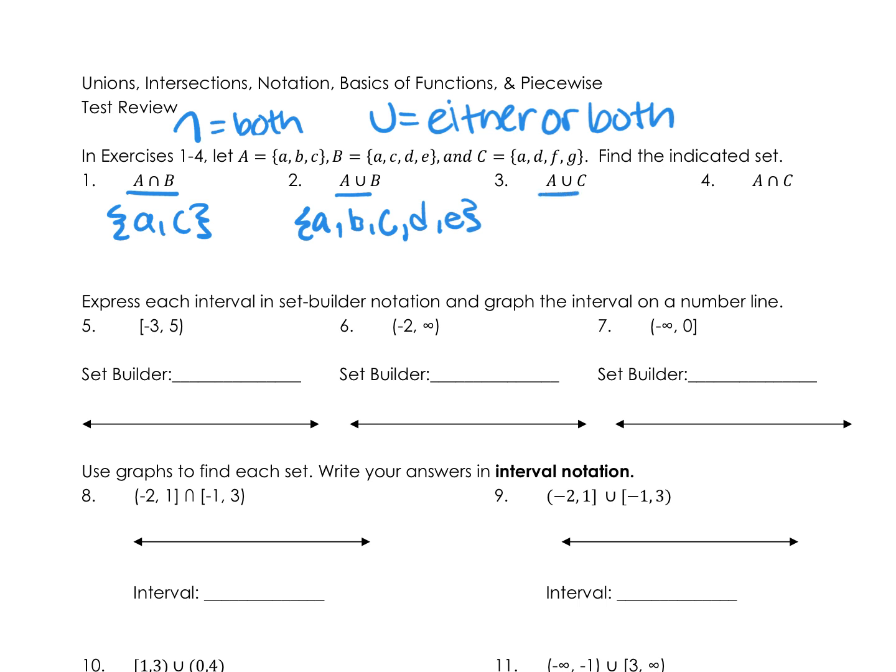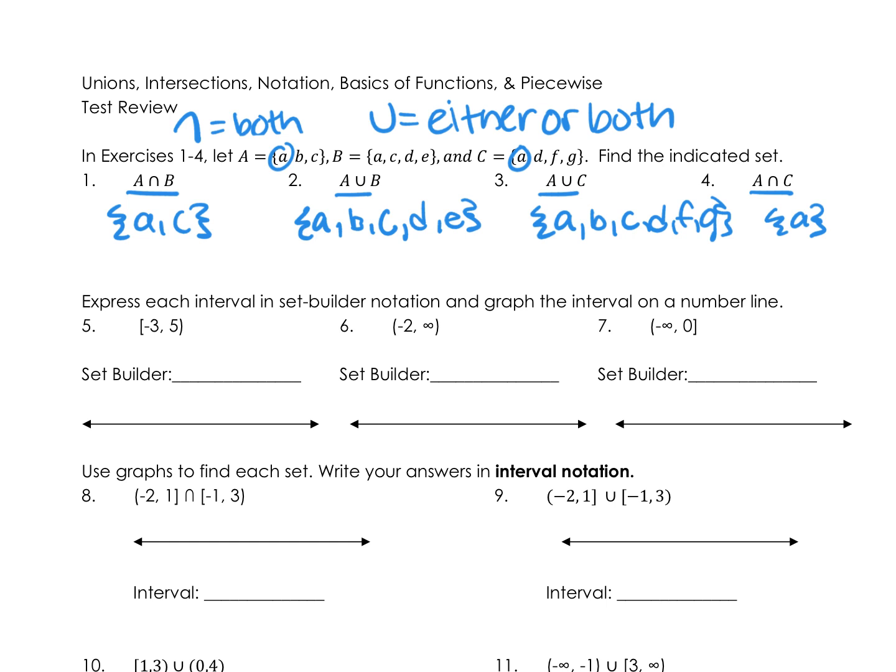A union C will be anything in either set A or C. So we have A is in A, B is in A, C is in A, D is in C, F, and G. And then A intersect C will be anything in both A and C. So A is in both A and C, and that's it. So it'll just be A.